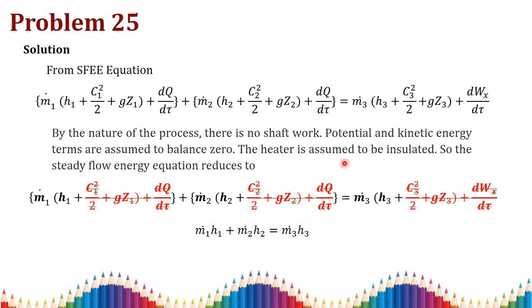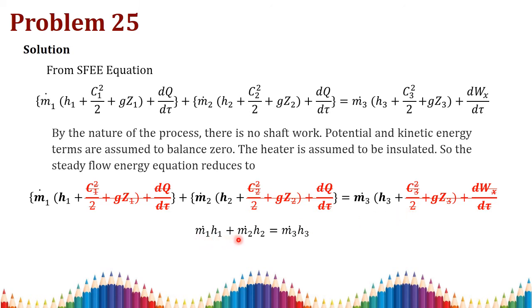The heater is assumed to be insulated. There is no heat lost to the surroundings, so dq by dt is also 0. Then your steady flow energy equation will be, with potential and kinetic energy 0, no heat loss, and also no shaft work.